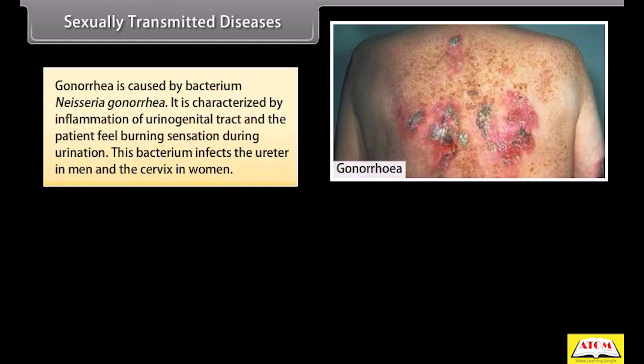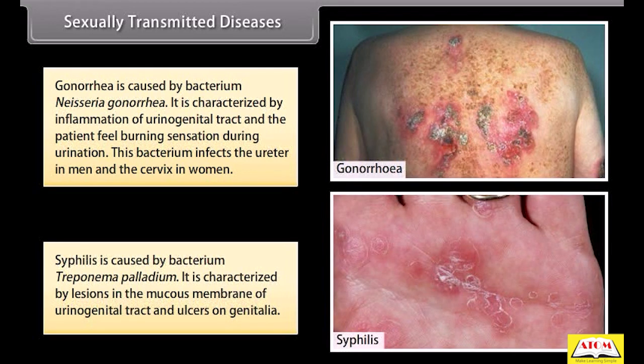Gonorrhea is caused by the bacterium Neisseria gonorrhoeae. It is characterized by inflammation of the urinogenital tract and the patient feels a burning sensation during urination. This bacterium infects the ureter in men and the cervix in women. Syphilis is caused by the bacterium Treponema pallidum. It is characterized by lesions in the mucous membrane of the urinogenital tract and ulcers on the genitalia.